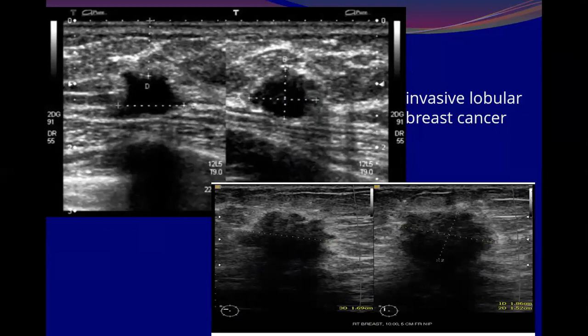Which one is a good image? Which one is the more optimized image? The bottom image is, because it is labeled in a clock fashion.